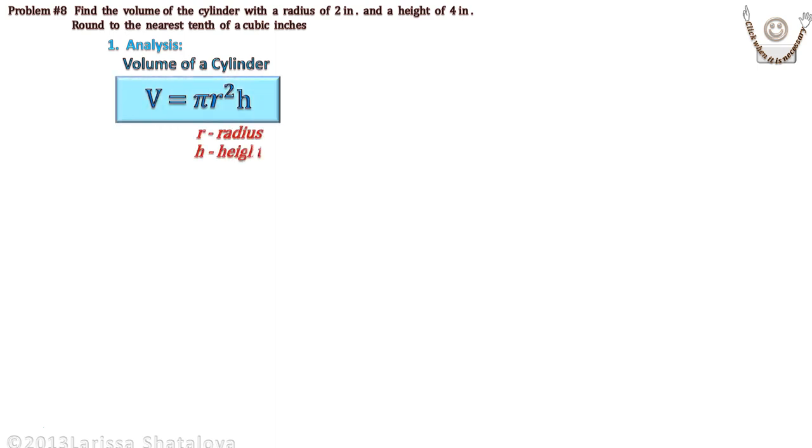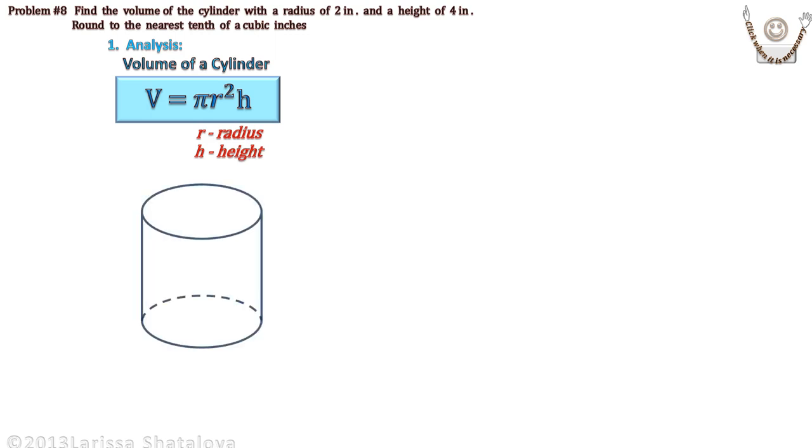Problem number 8. Find the volume of a cylinder with a radius of 2 inches and a height of 4 inches. Round to the nearest tenth of a cubic inch. First step, analysis. From this problem, you can see that you have to find the formula for the volume of a cylinder. You can look into your textbook or use your computer and you can find the formula for the volume of a cylinder. V equals pi times radius squared times height.